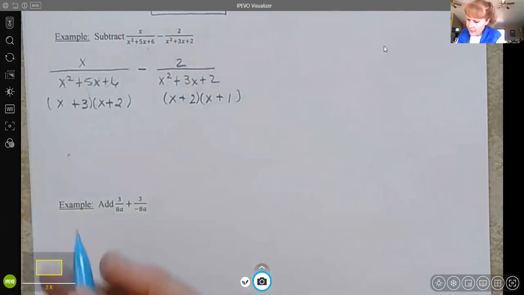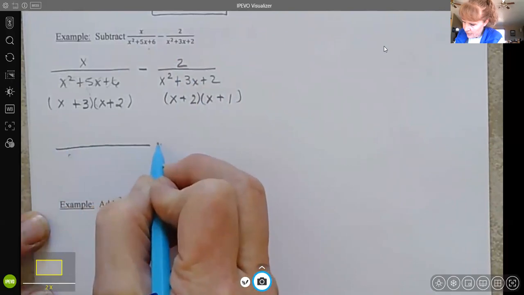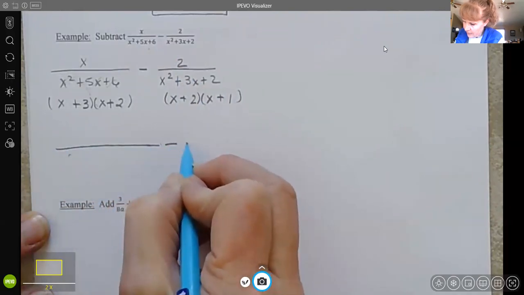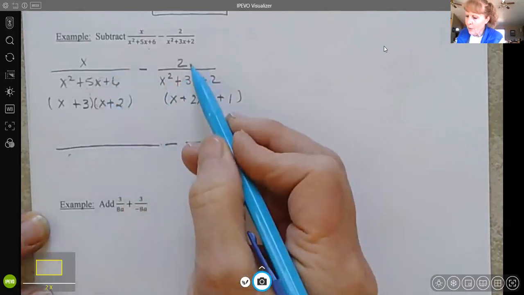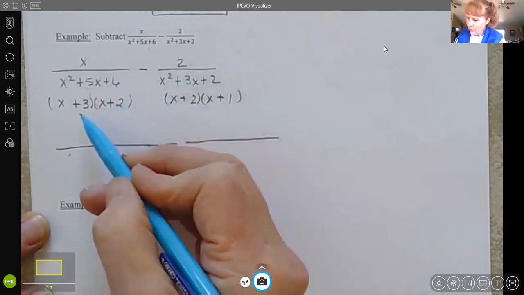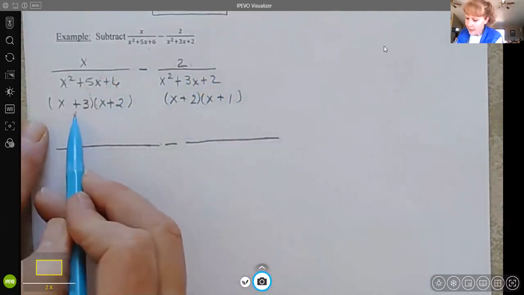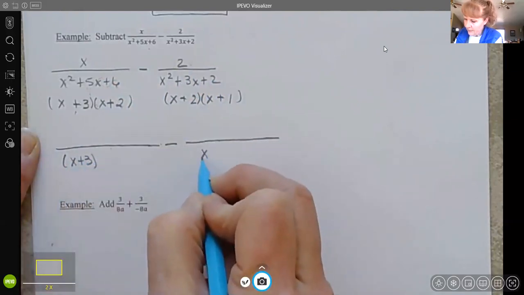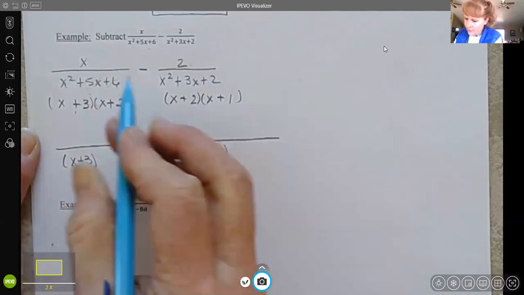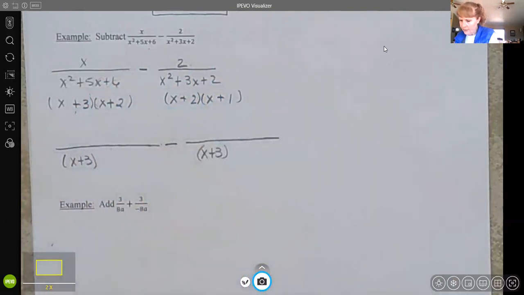When I do that, I think I'll just rewrite those. I don't know how much room I'm going to need, but I'll give lots of room. So I'm going to write equivalent fractions for both of them. Now, for the least common denominator, I've got an x plus 3. So I have to have an x plus 3 as a least common denominator. And the highest power of any x plus 3 is the first. So that's taken care of.